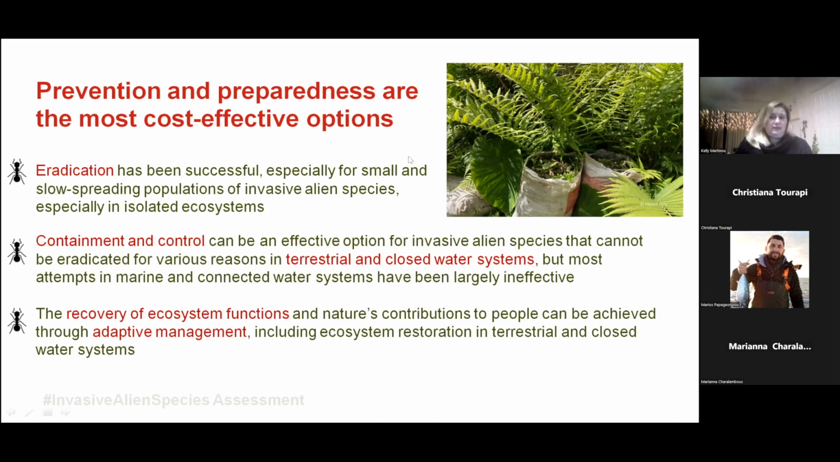Eradication can be successful. Eradication is when we try to wipe out the invasive alien species at the initial stage of the introduction. And it can be done in small islands, but if eradication fails and the invasive alien species spread, then we have to use containment and control. And of course, we have to take some restoration actions, because some of the functions when invasive alien species spread in the ecosystem are going to be disturbed.